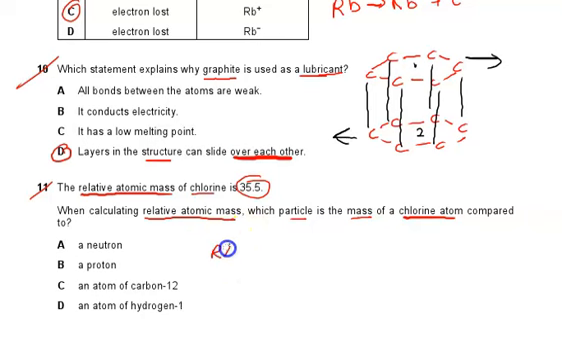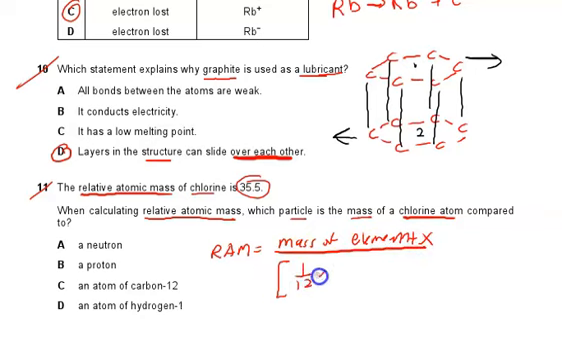The relative atomic mass is the mass of element X, any element, divided by 1 over 12 the mass of a carbon atom. The mass of carbon is equal to 12. So when you have 1 over 12 multiplied by 12, they cancel each other, and we will be getting the mass of the element.